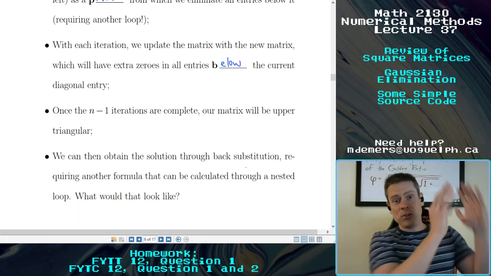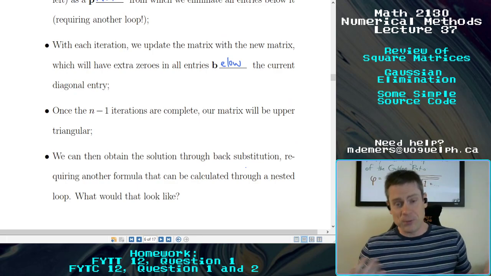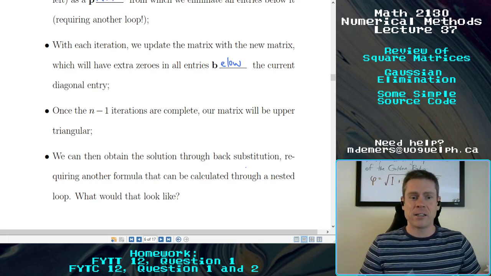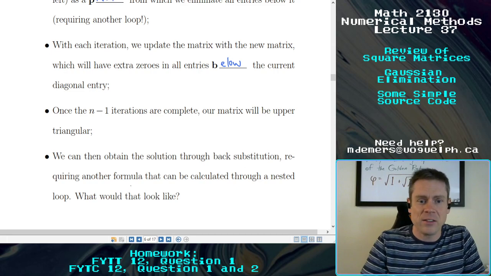Once you've gone through all of the columns and you've done this, your matrix, hopefully, if you've done it right, will be upper triangular, i.e. we have that triangle of zeros down there. And you can then obtain the solution through back substitution.